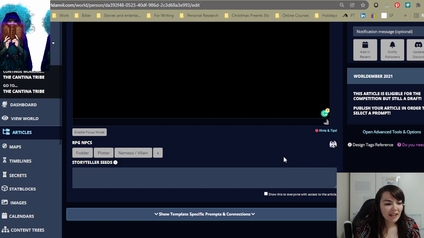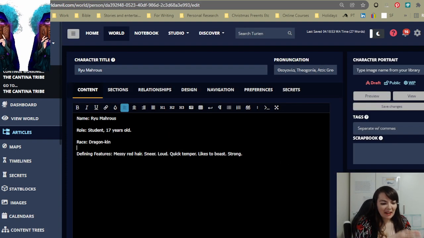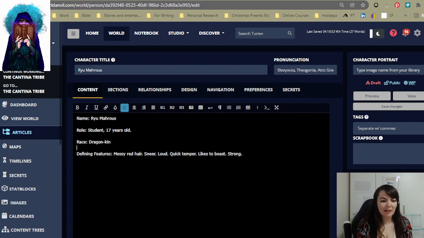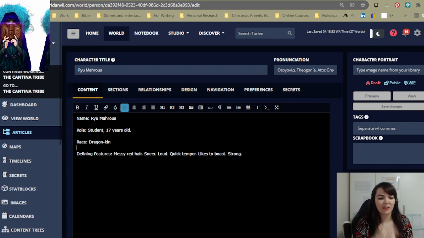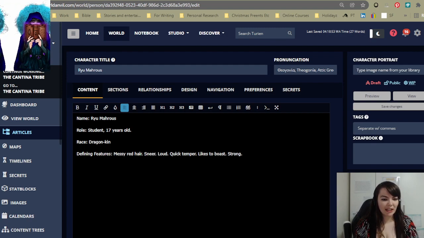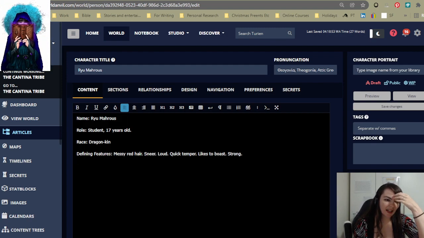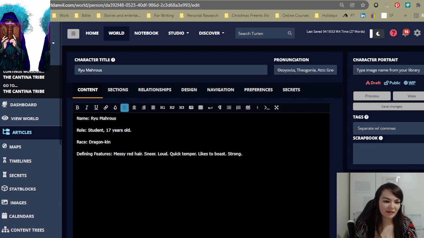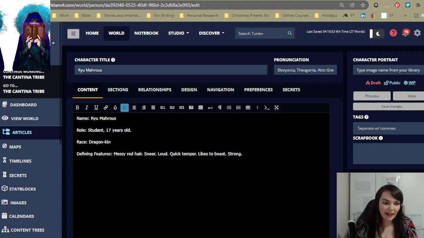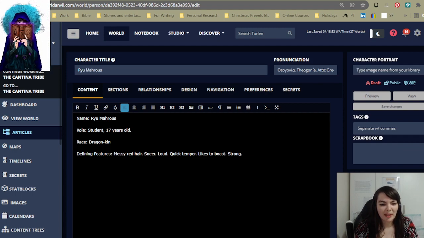So I've decided to just pick this character and pick the color red, and write a bunch of things about him that have to do with red, because I can, and it kind of makes it fun. On the screen I already had his name, student, 17 years old, race dragonkin. I already knew that he had red hair, sneers, loud, quick temper, likes to boast, strong.